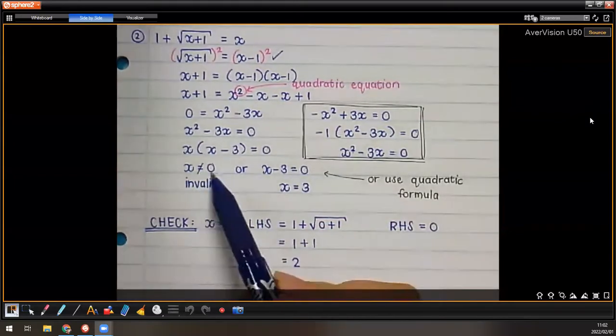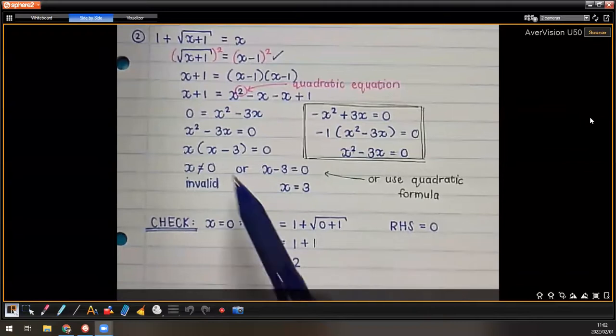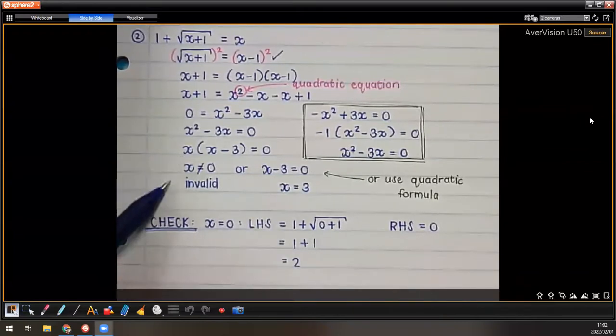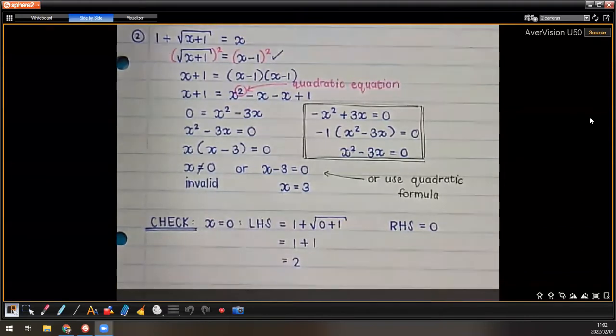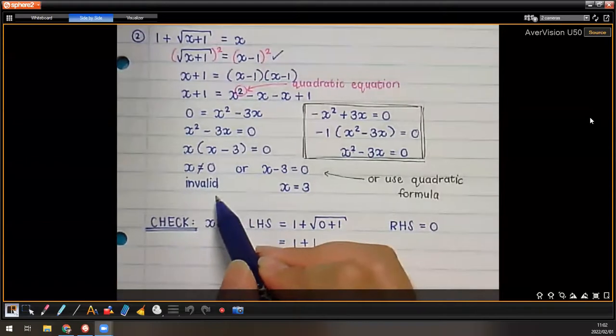All right, now guys, when you notice that x equals 0 doesn't work, you have to go up here, you need to draw a line through that equal to show that x actually can't be equal to 0. And you need to write invalid underneath.